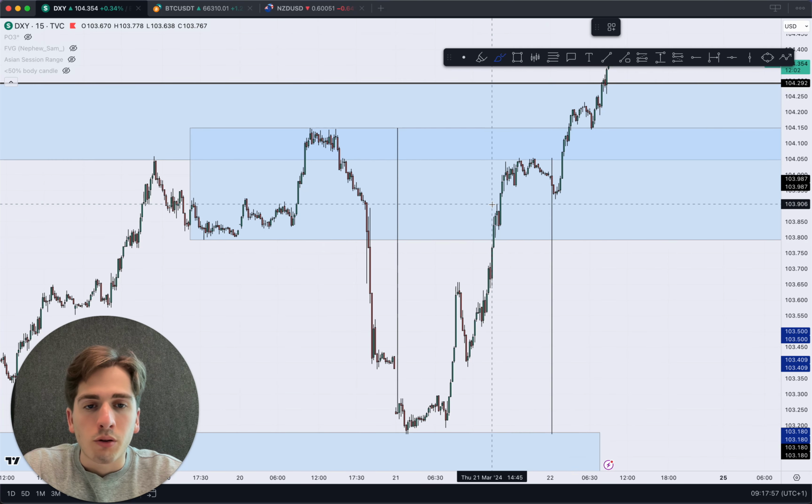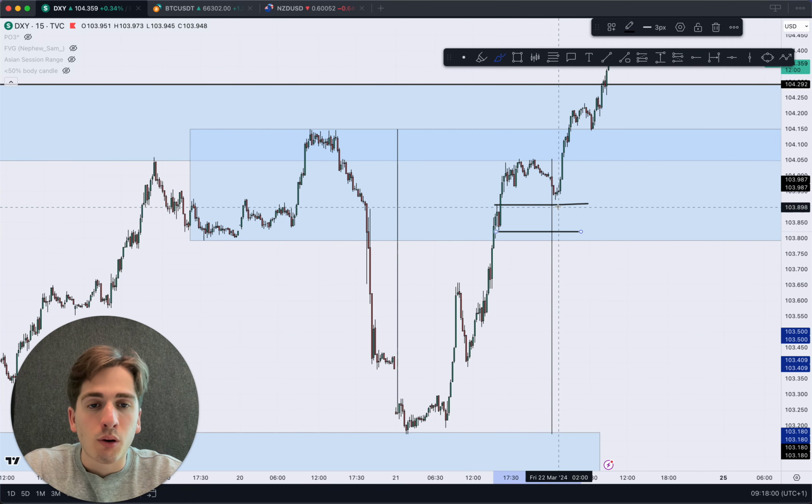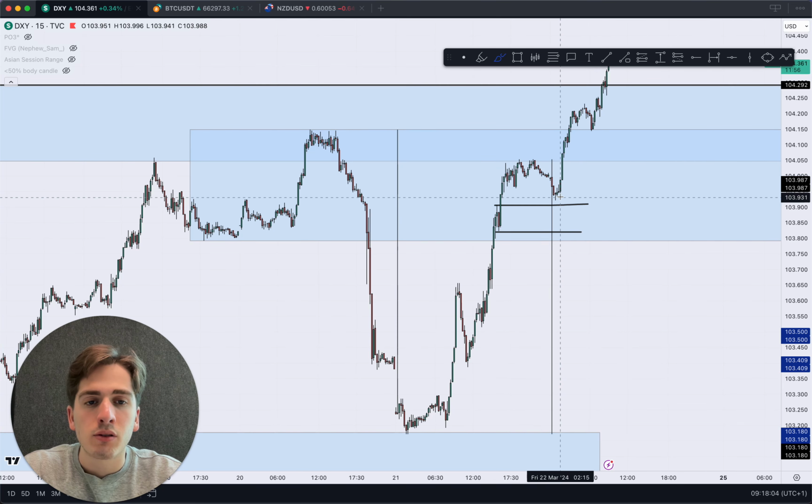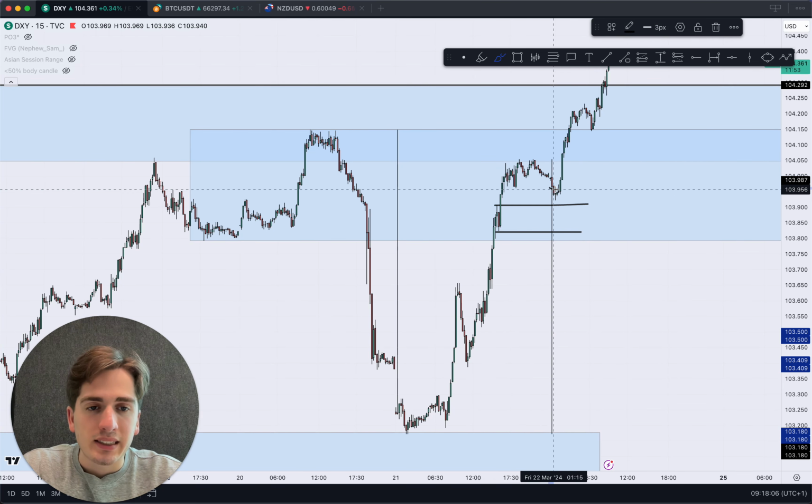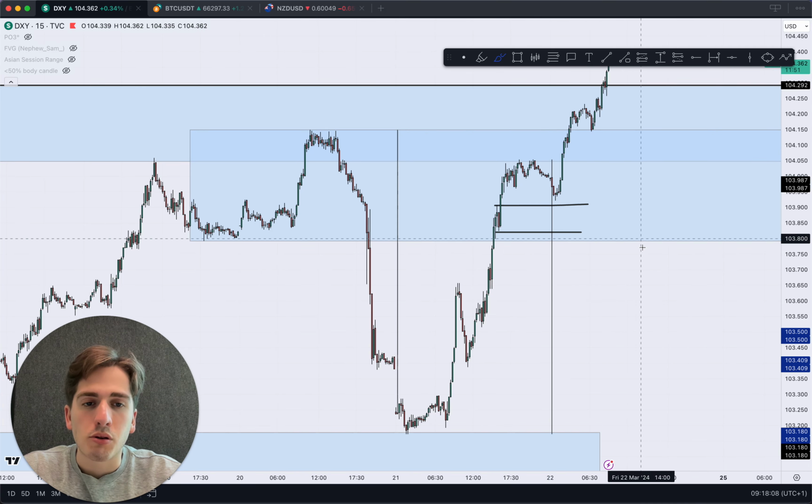Overall, what we were looking at mainly yesterday was this area of demand over here. For example, if that was going to hold or if it was going to fill. We ended up not touching it, but we can see that we did respect it and we just continued up higher.